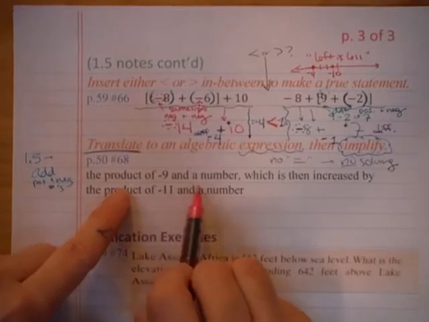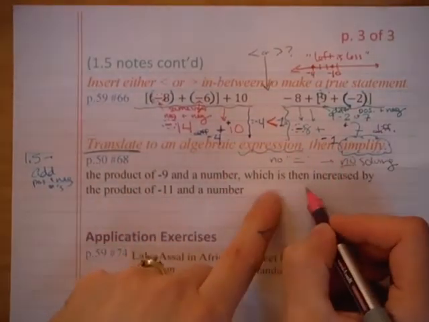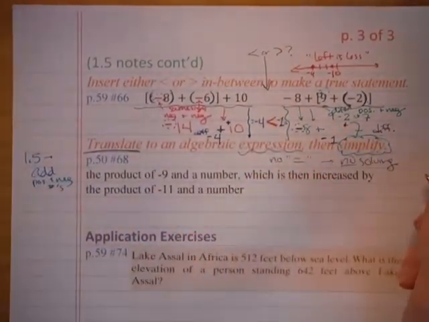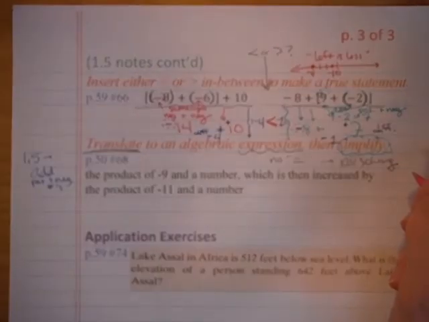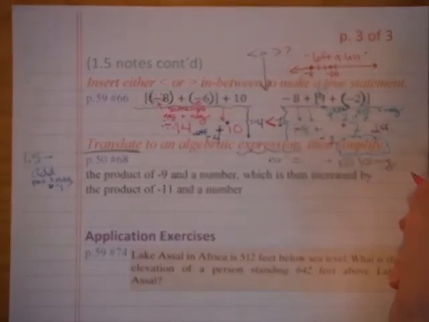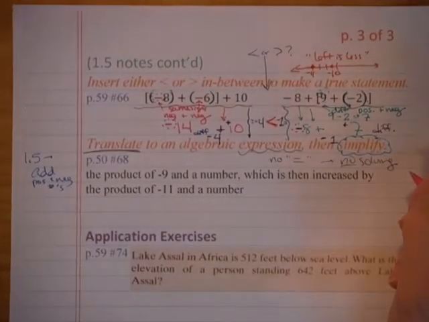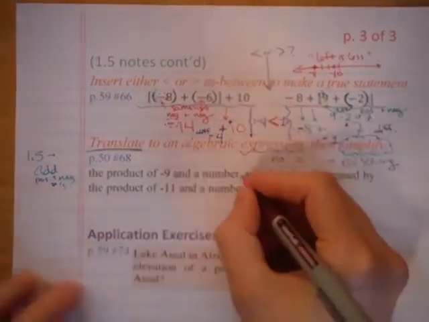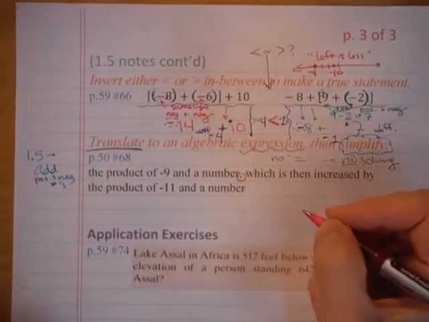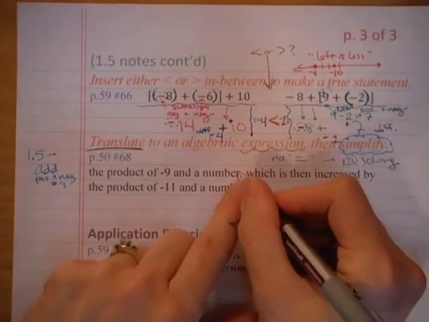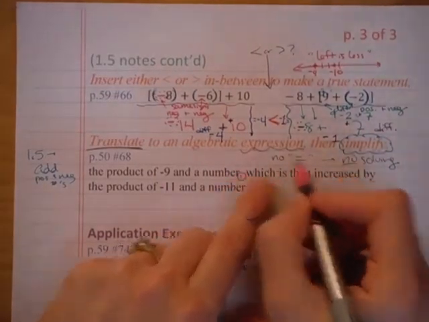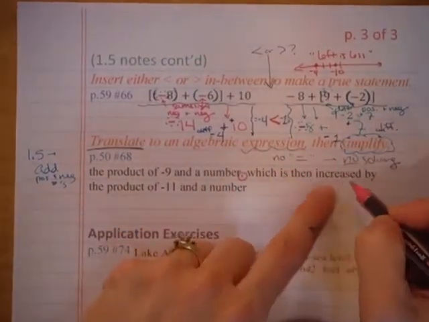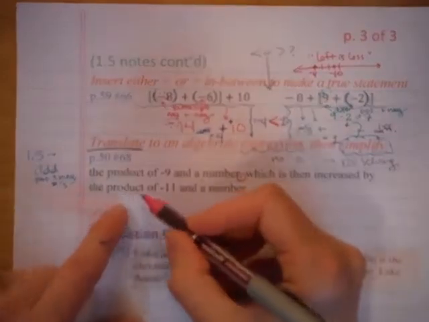The product of -9 and a number, which is then increased by the product of -11 and a number. So, deep breath. I noticed something right away, but I want to take that breath first, just to pause, calm me down, get myself focused. The product of -9 and a number, here's what I noticed right off the bat. There's a little comma. Remember, commas matter here. In this case, it's going to let us pause and then do the next thing. So we've got a product happening first, and then it's increased by another product.